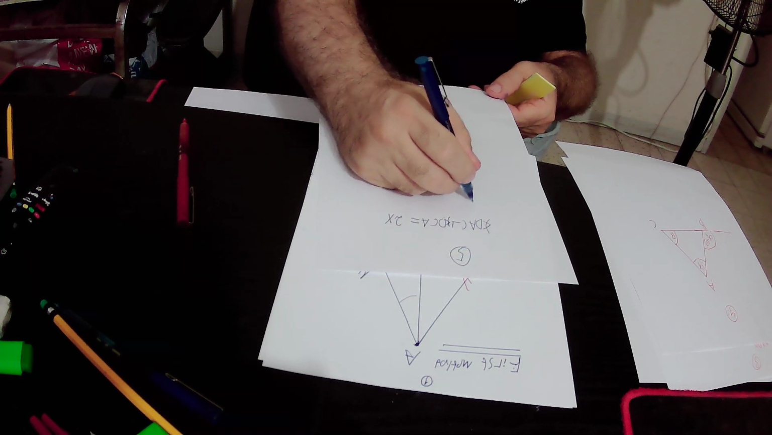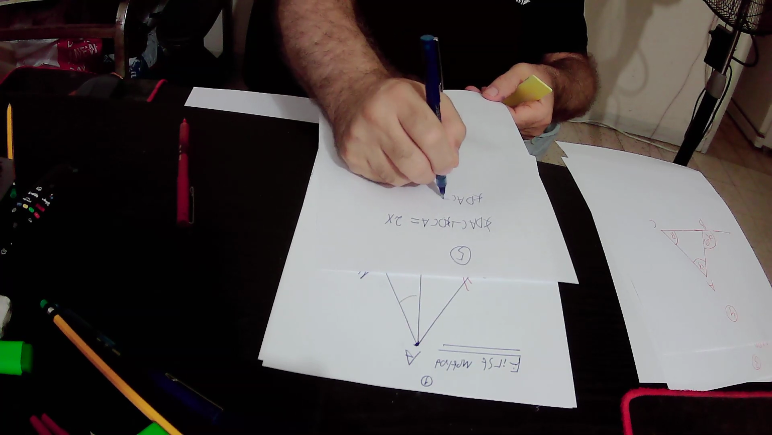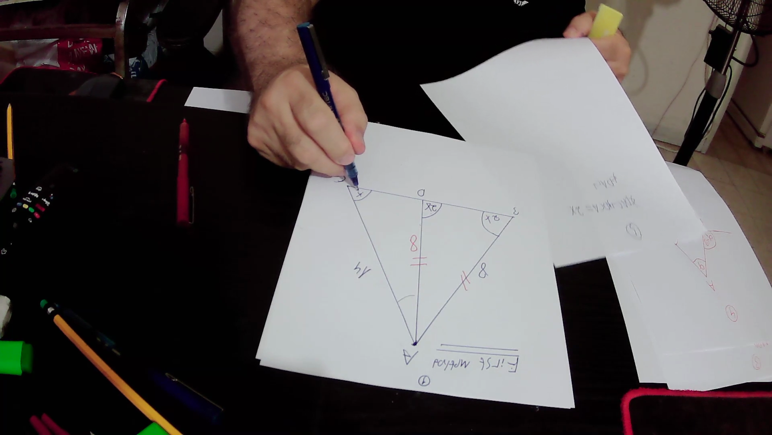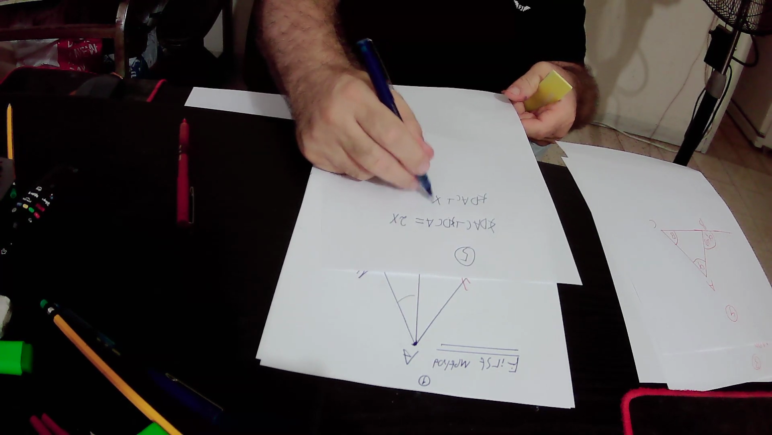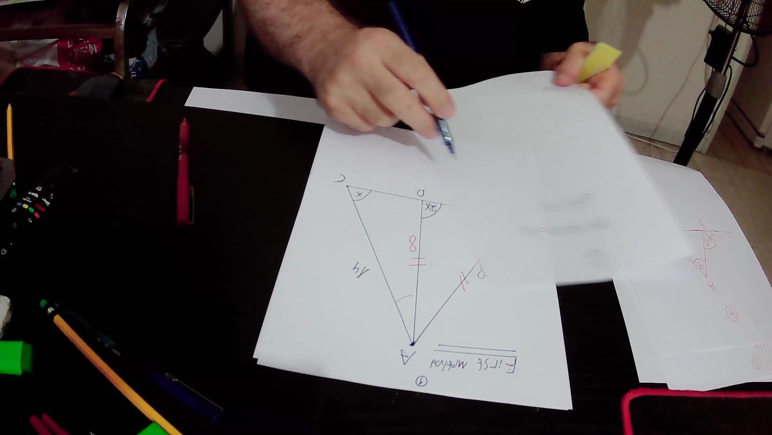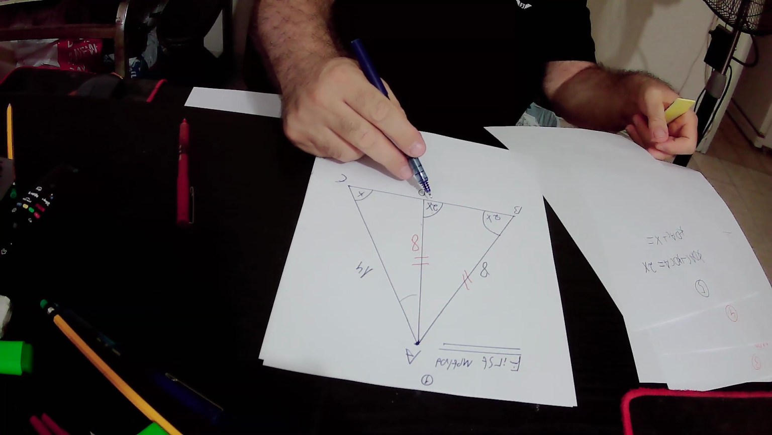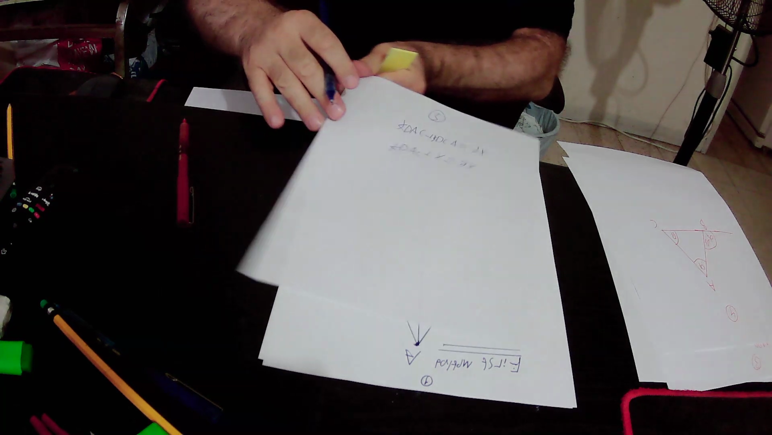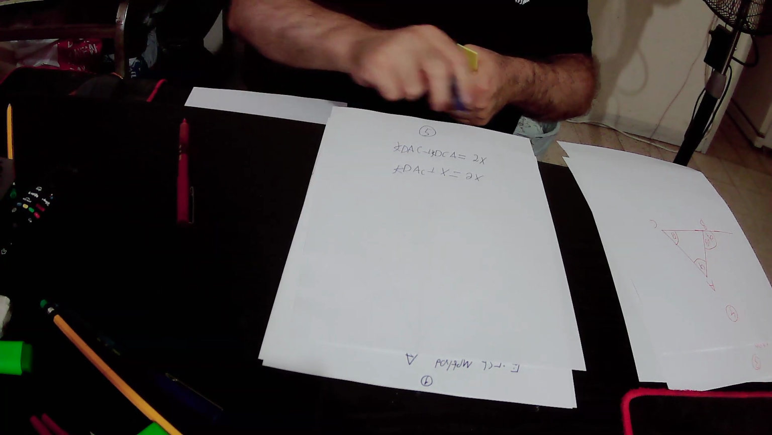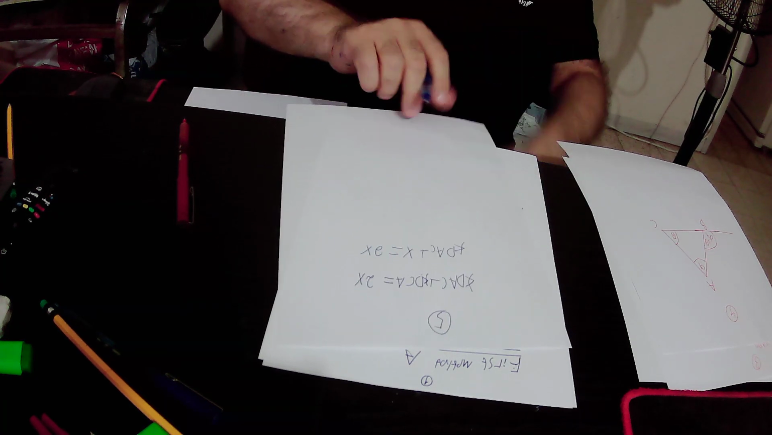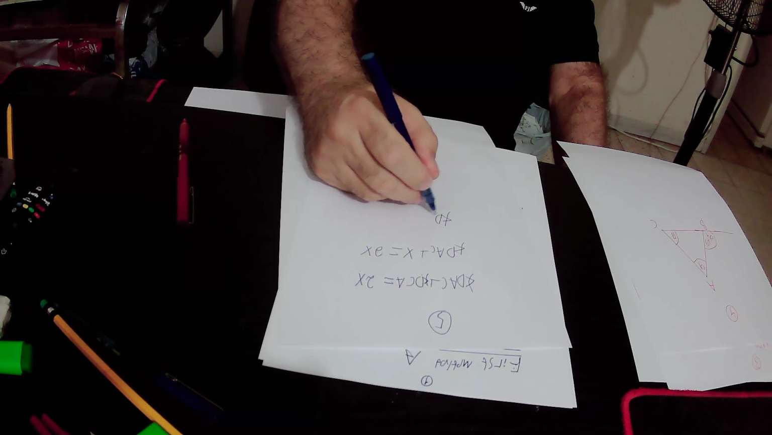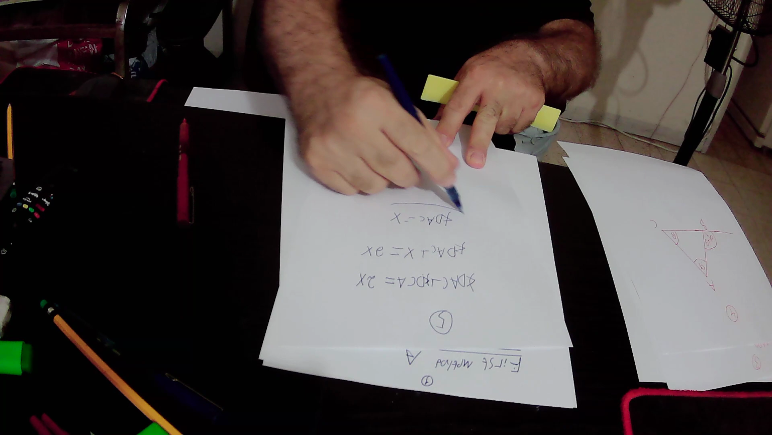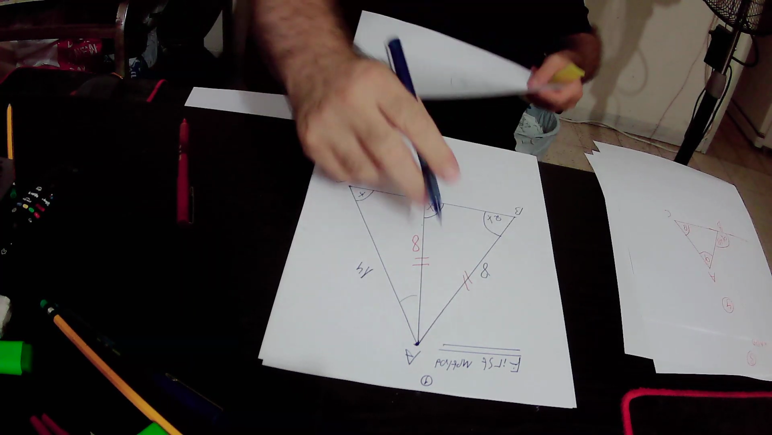So angle DAC plus angle DCA, and angle DCA equals x. So the sum of those two angles equals the exterior angle 2x, according to the rule that I mentioned. Okay, so here we can subtract x from this equality, and we will get that angle DAC equals 2x minus x, which is x. So angle DAC equals x.